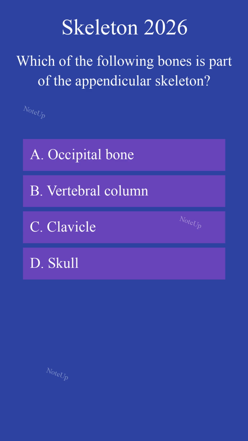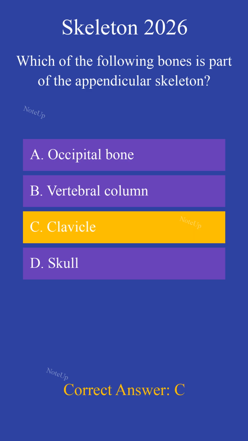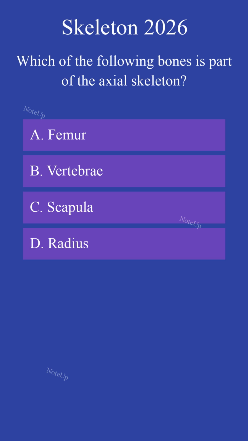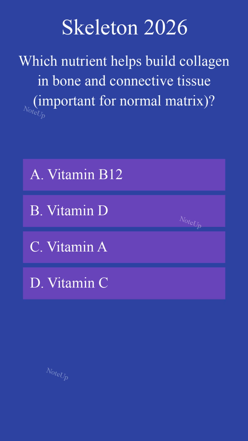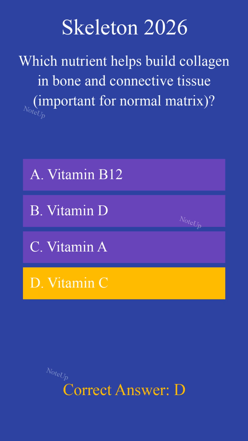Which of the following bones is part of the appendicular skeleton? The correct answer is C, clavicle. Which of the following bones is part of the axial skeleton? The correct answer is B, vertebrae. Which nutrient helps build collagen in bone and connective tissue, important for normal matrix? The correct answer is D, vitamin C.